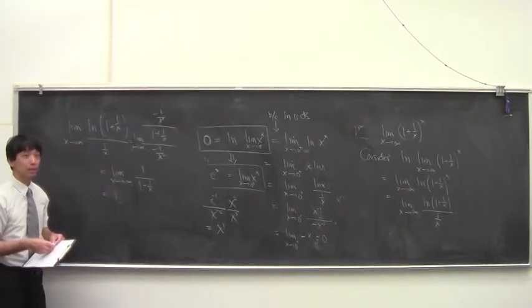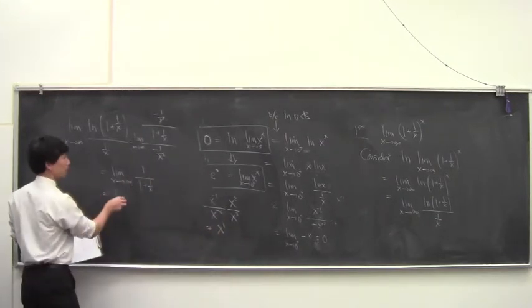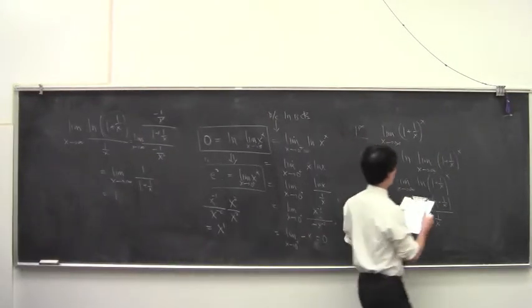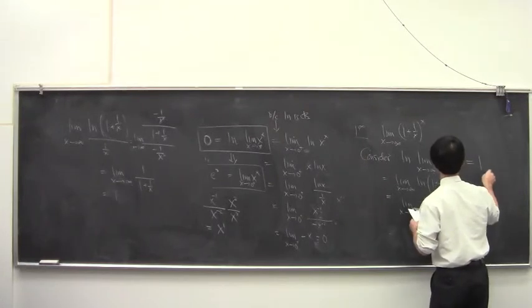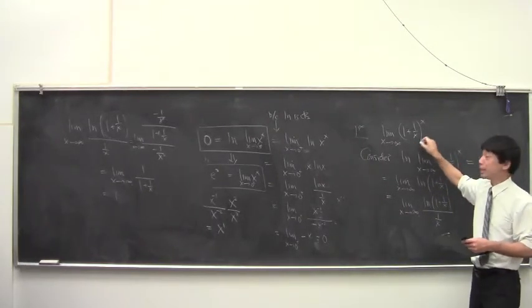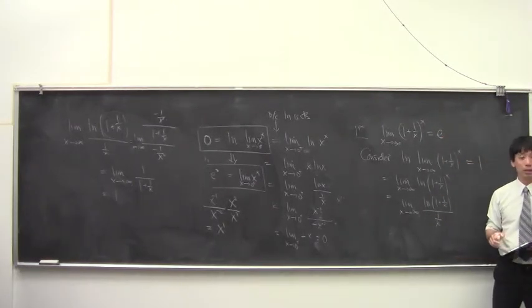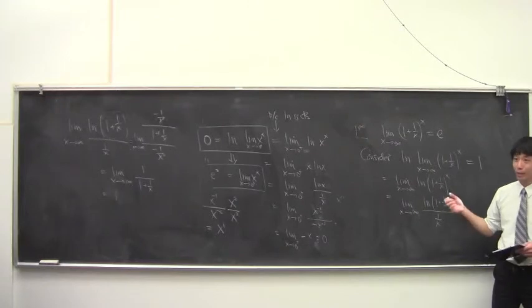Nice. So that's the natural log of the limit. So what does that tell us about our original limit? It's e. The tug of war balances out at a particular number, e.